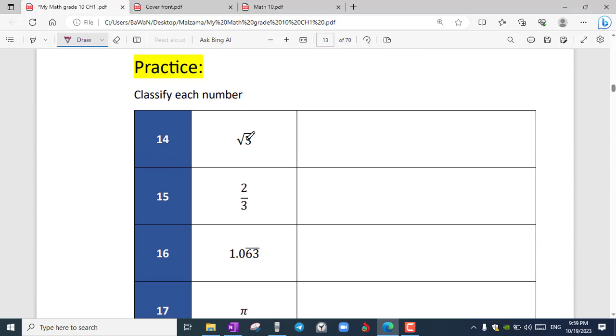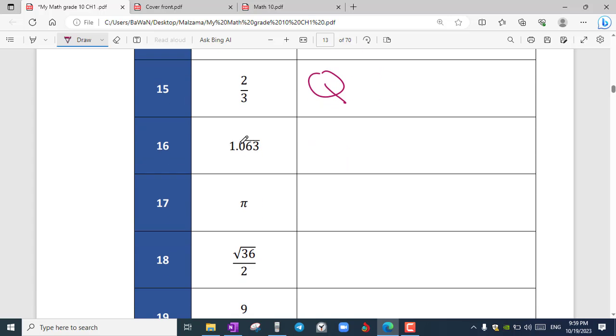Classify each number. Since 3 is not a perfect square number, this is irrational. 2 over 3 is rational because it's a fraction. A repeating decimal is rational. Pi is irrational.